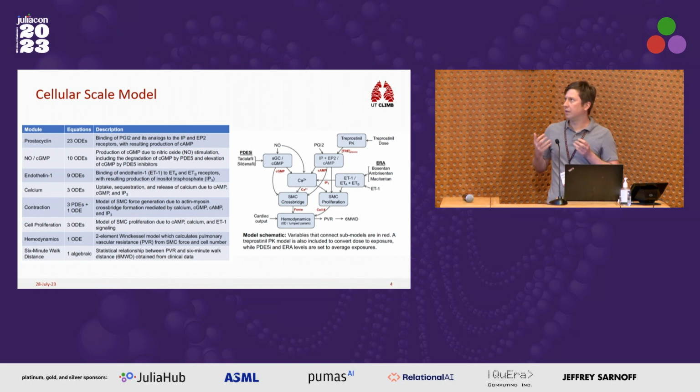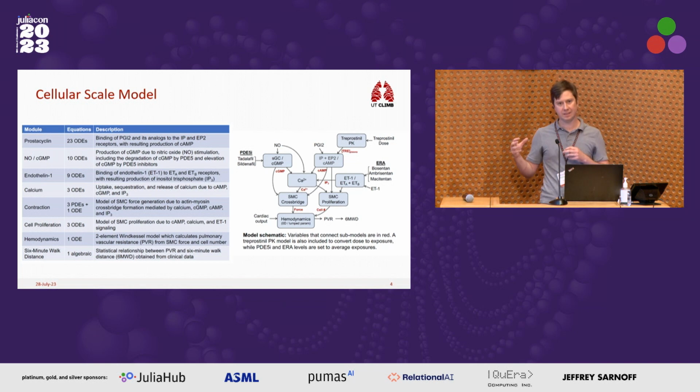First I'll start with the cellular scale model. On the right there, we organize our cell scale model into modules just to make it easier to work with. If you're interested in the biochemistry, you can see how all the modules interact with each other. But big picture, it's about 50 ODEs that we simulate for the cell scale model. The main thing we're trying to get from it is the force of these muscle cells, their contraction, how much force we're getting from them, and how many there are, the cell number.